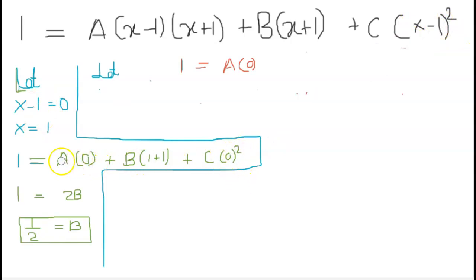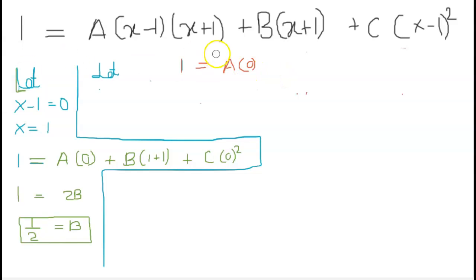So what will actually happen? A times 0 is a 0. C times 0 squared is just a 0 as well. And that will become 2b. 2b equals 1, so b equals half. So now I got the value for b. Once I got the value for b, I still need to find out the other values.